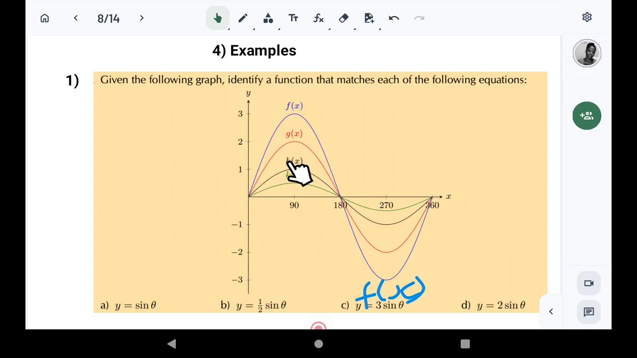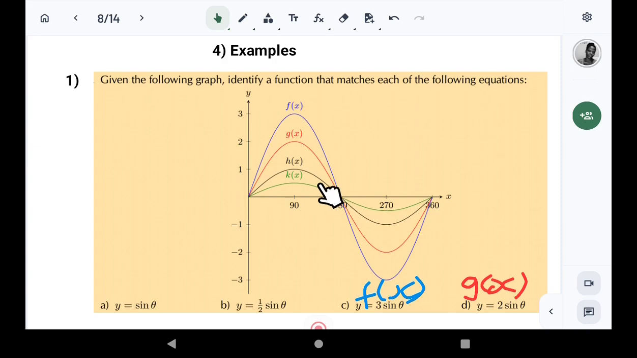G of x peaks at 90 degrees and 2, and has a minimum point at 270 degrees and negative 2. Okay, that will be y equals 2 sine theta. That is our g of x.